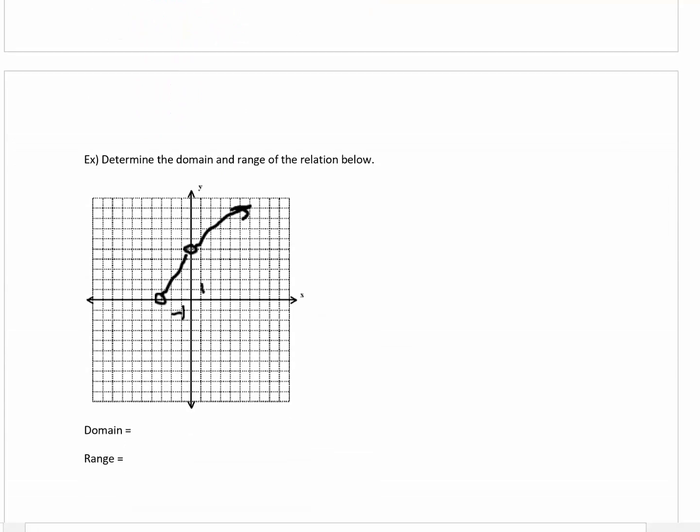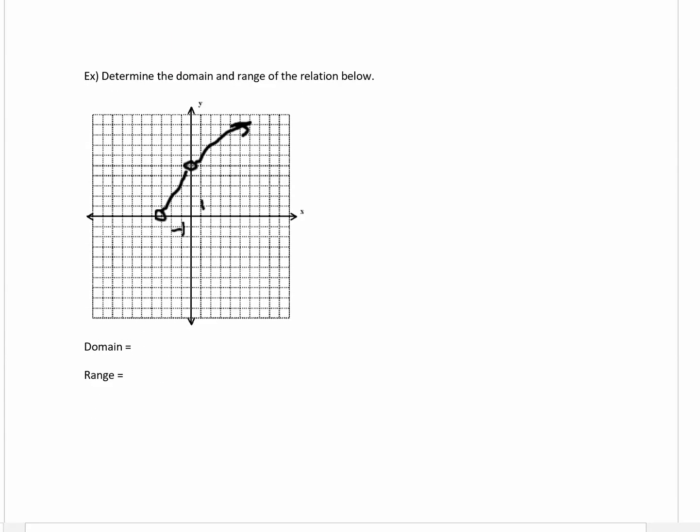Okay, one other example I want to take a look at. When you have a relation that has open circles, this changes a little bit with the domain and the range. Let's start with the domain. So it goes as far to the left as negative 3. The problem is because it's an open circle, I can't put a bracket there. I've got to put a parenthesis.